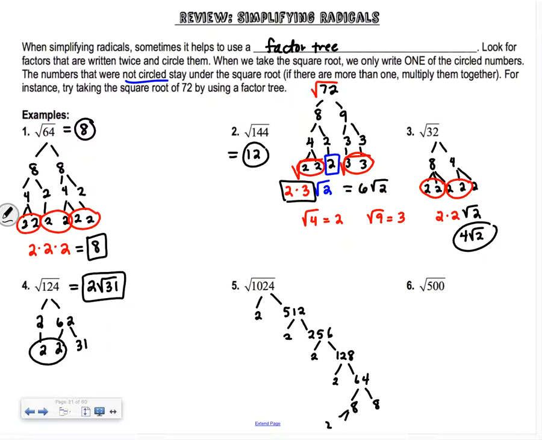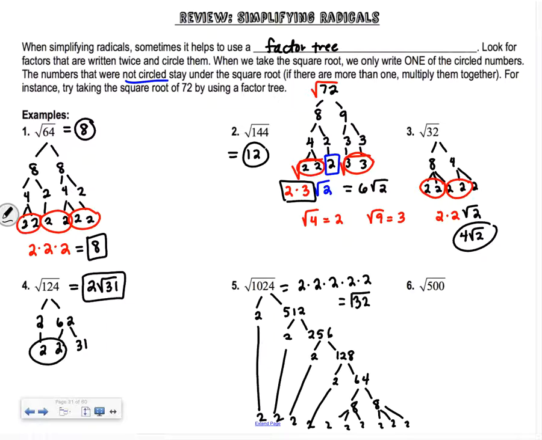So then we have 2 times 2 times 2, 2 times 2 times 2. We had a 2 from that one, a 2 from this one, a 2 from there, and a 2 from there. That's a lot of 2's. It's 10 2's if you count them. So that means that I would have 5 pairs of 2, so I'm going to have 2 times 2 times 2 times 2 times 2. And if you multiply that out, 2 times 2 is 4, times another one is 8, times another one is 16, times another one is 32. So the answer is 32.